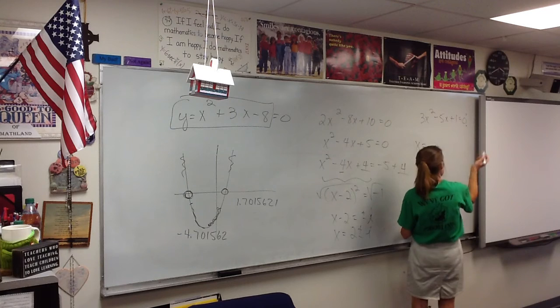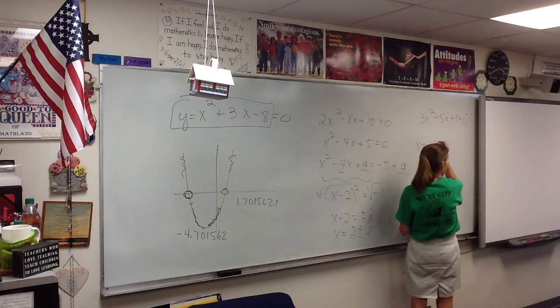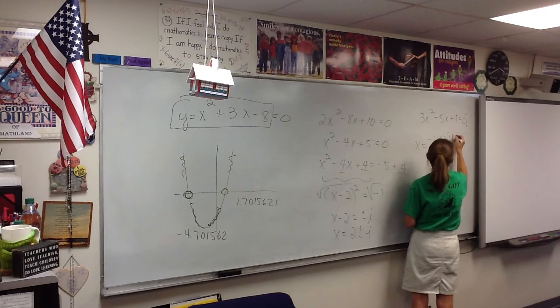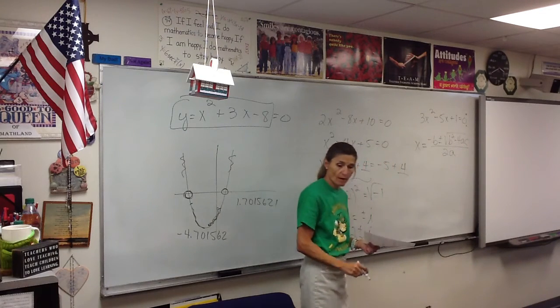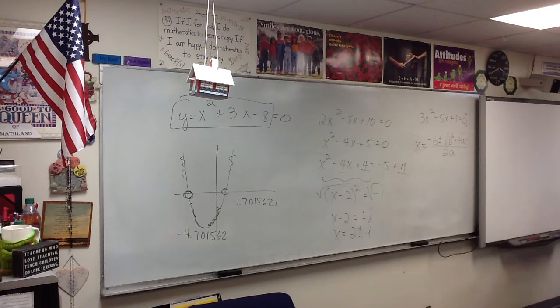What's our formula for quadratic? Opposite of b plus or minus the square root of b squared minus 4ac over 2a. There you go. So if you don't have that guy memorized already, you probably want to get that memorized so that you can do the problem.